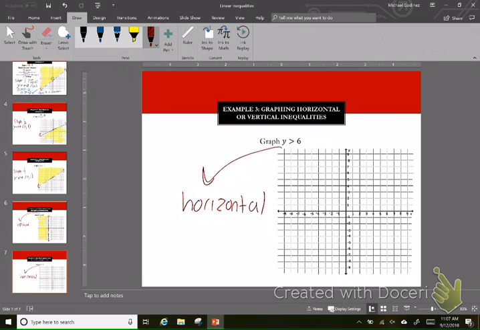We have one other type of inequality, the horizontal inequality. So we have y greater than 6. Well, we know that anything that is y by itself with no x, we have a horizontal line. In this case, it's dotted because it's greater than, not greater than or equal to. And again, vertical and horizontal are a little easier to figure out where to shade, because you just have to think about where are y's greater than 6, above it.